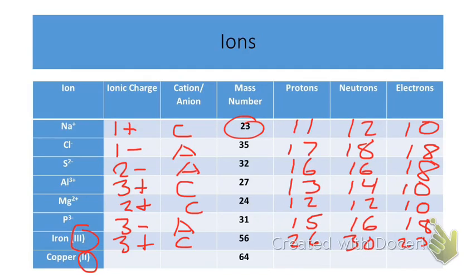Copper is copper 2. Okay, that means it has a +2 charge, indicated by the Roman numeral. It's a cation. Mass number is 64. It's going to have 29 protons. 64 minus 29 gives us 35 neutrons, and we lost 2 electrons, so that's 27 electrons in its electron shell. So hopefully we kind of get an idea of how this works.